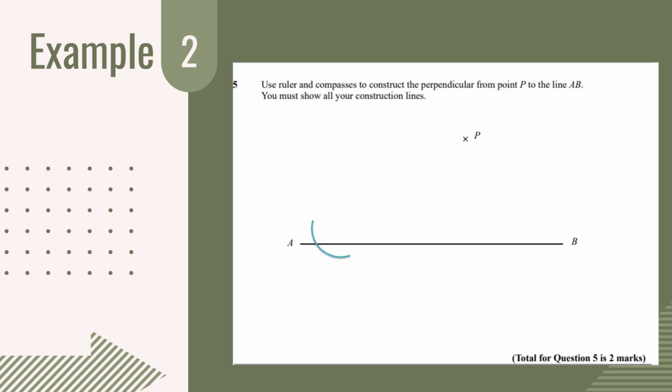So first, we draw a curve here, and we draw a curve here on our line AB. Now, we draw two curves from our other two curves, which intersect. And as we can see, this line is a straight line down from P. You can add the little box to show it's a right angle if you want, but you don't need to get the marks. So this is what you draw to get the marks.